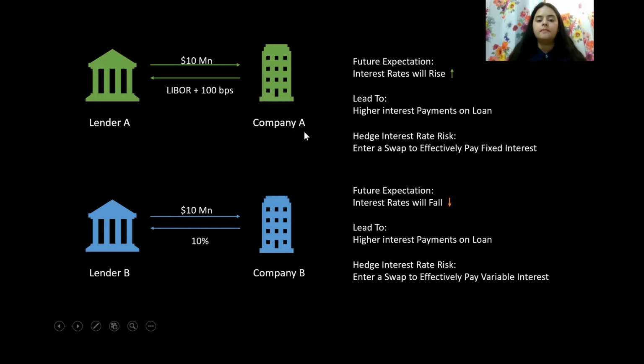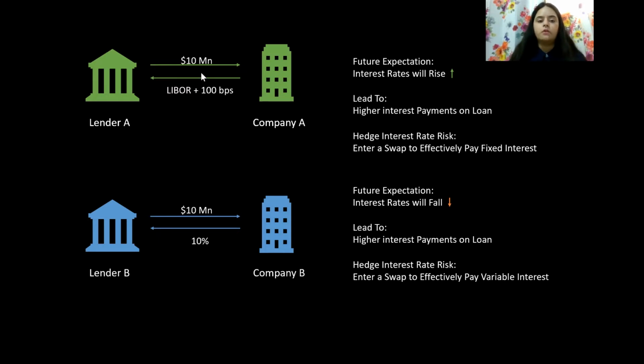Company A takes a loan from lender A of $10 million in exchange for interest rate payments. Company A provides variable interest rate payments on the basis of LIBOR, that is the London Interbank Offered Rate, plus 100 basis points, that is basically 1%. So LIBOR plus 100 bips.